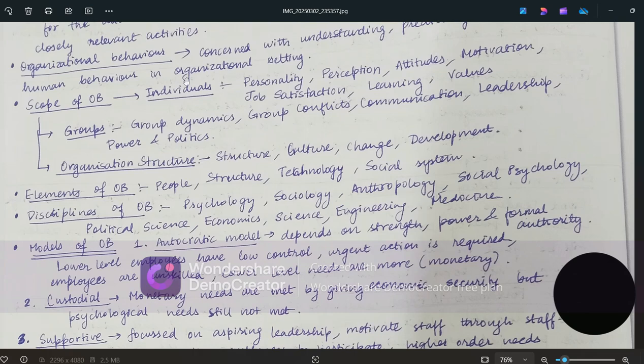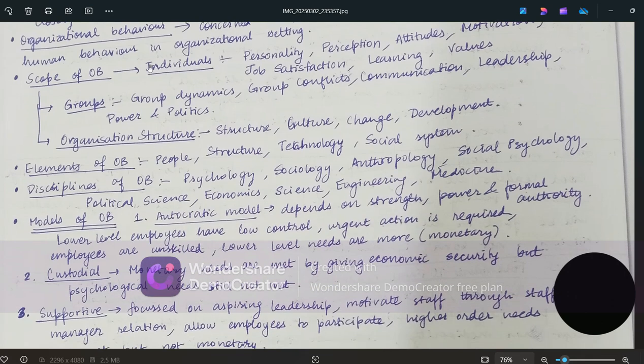At the individual level, it looks at personality, perception, attitudes, motivation, job satisfaction, learning, and values. At the group level, it looks at group dynamics, group conflicts, communication, leadership, power and politics. At the organizational structural level, it looks at the structure, culture, change, and development in the organization.